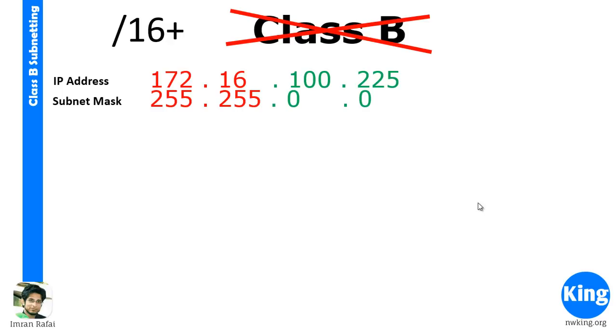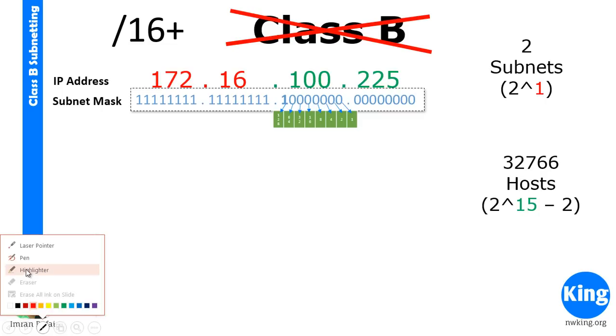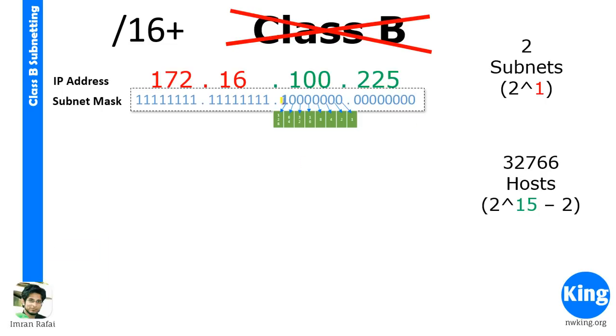Right, let's start with class B subnetting. We'll take this IP address 172.16.100.225, and we know the default subnet mask is 255.255.0.0. Let's try and break this into two subnets. From what we know already, to break a network into two, we borrow one bit, like what we see here. Let me take a pen. All right, so we see that one bit is borrowed.